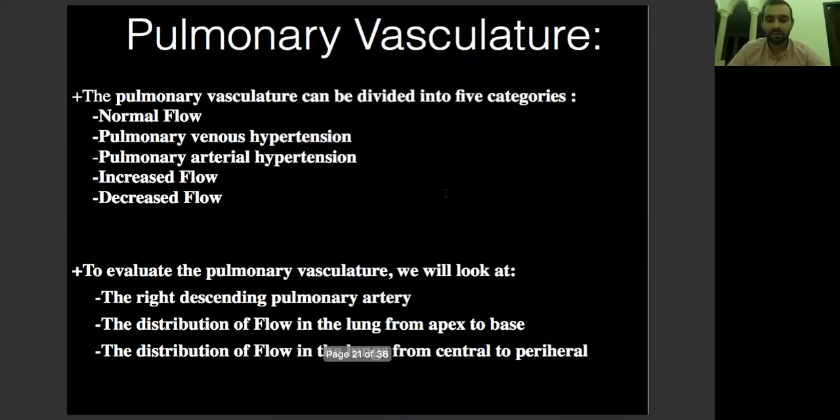Okay, after assessing the heart size and the heart contours, we should then check the pulmonary vasculature. We could have a normal flow, an increased flow or decreased flow, a venous or arterial hypertension. How do we assess the pulmonary vasculature? We should start by looking first at the right descending pulmonary artery, then the distribution of flow from apex to base and from central to peripheral.